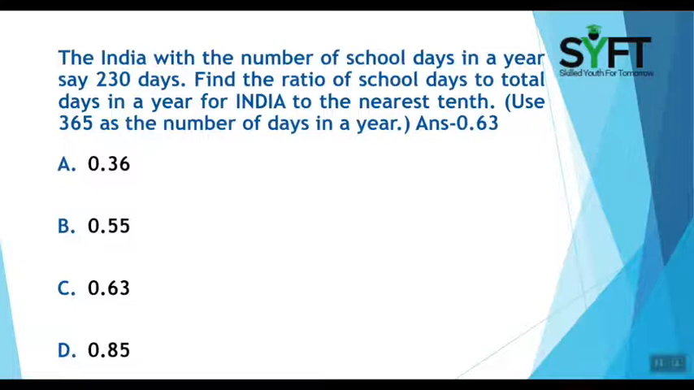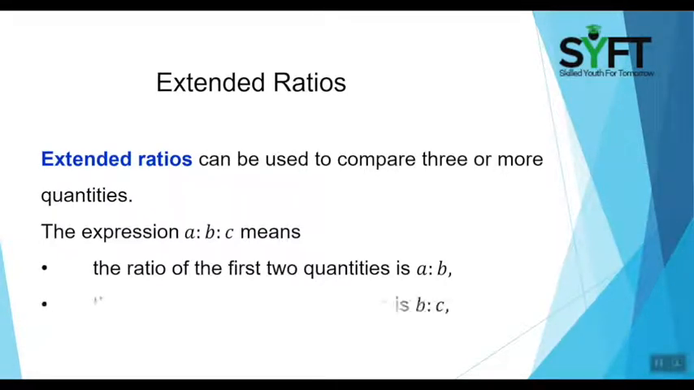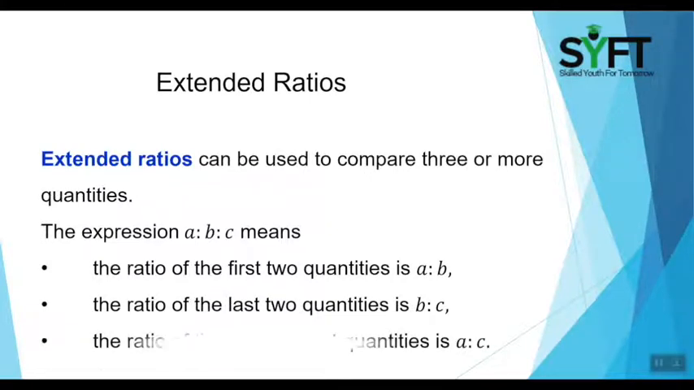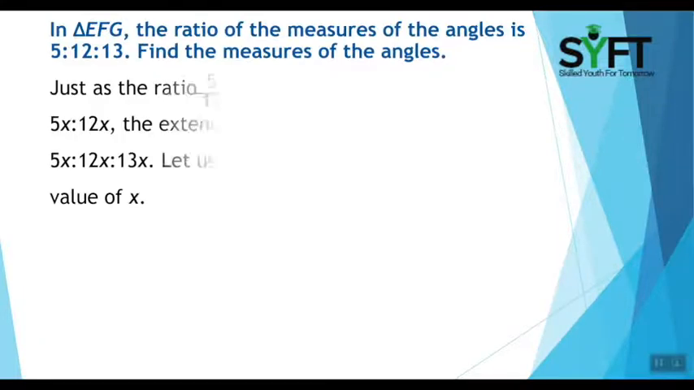The answer is C. Extended ratios can be used to compare three or more quantities. The expression A to B to C means the ratio of the first two quantities is A to B, the ratio of the last two quantities is B to C, and the ratio of the first and last quantities is A to C. In a triangle AFG, the ratio of the measures of the angles is 5 is to 12 is to 13. Find the measures of the angles.